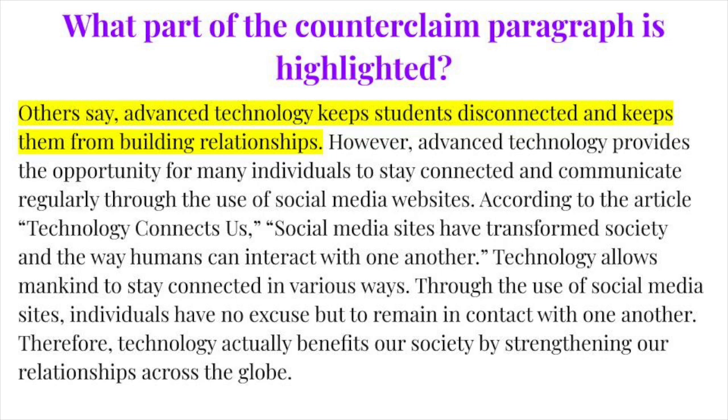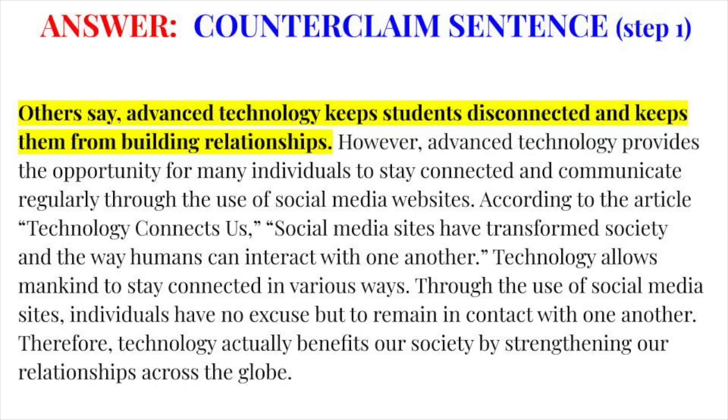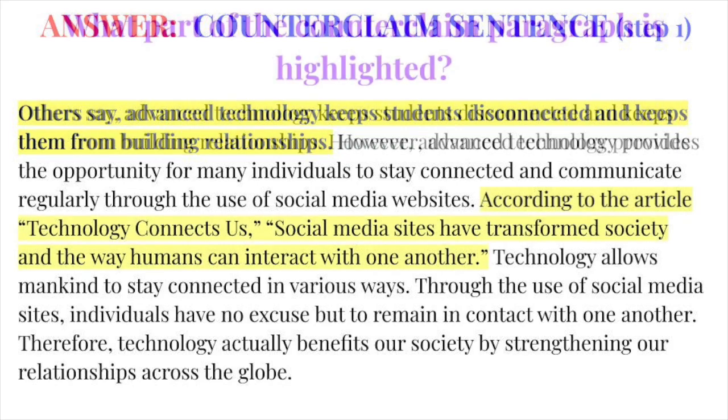All right, what part of the counterclaim is highlighted? "Others say advanced technology keeps students disconnected and keeps them from building relationships." Hint, it's the very first sentence of the counterclaim. What is that called? If you said this is the counterclaim sentence, you are right with the "others say."